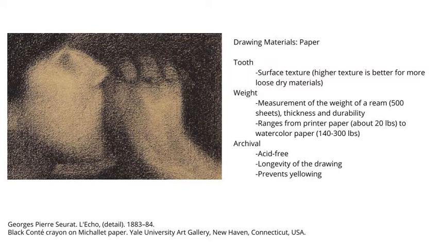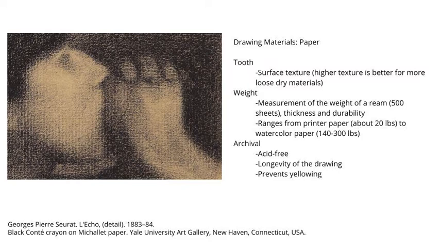So a higher texture is better for more loose, dry materials like charcoal. It'll hold that more. Whereas a smoother texture is better if you're just working with a fine graphite pencil. The weight of a paper is measured by the weight of the full ream of paper, so that is 500 sheets altogether. And it basically shows you how thick and durable the paper is.